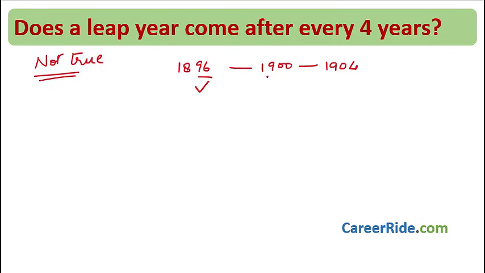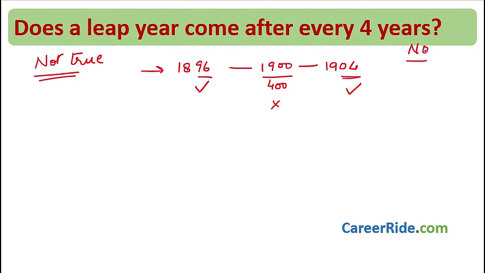1900, this is a century year. So what do we have to do? We have to divide by 400. Completely divisible by 400? No. So it is not a leap year. Now come to 1904. 04, completely divisible by 4? Yes, it is. So it is a leap year. So you can see from here yourself that a leap year does not come after every 4 years.